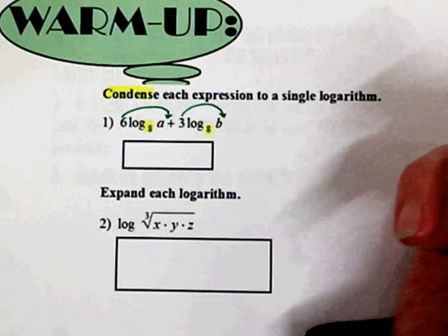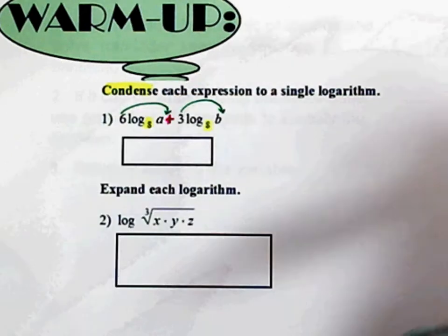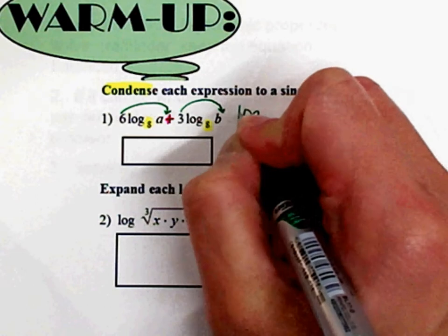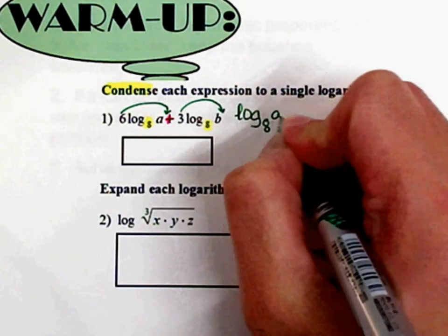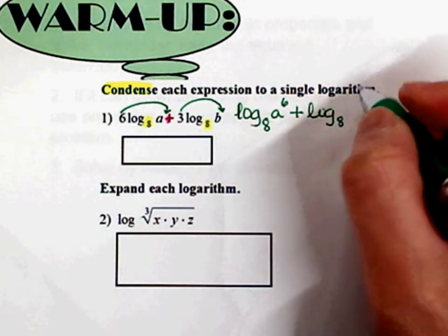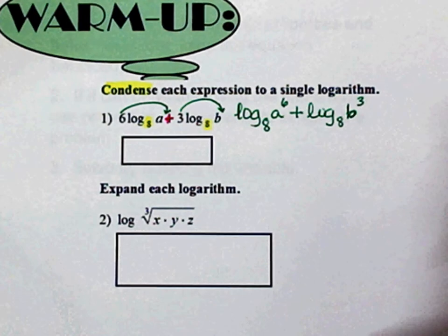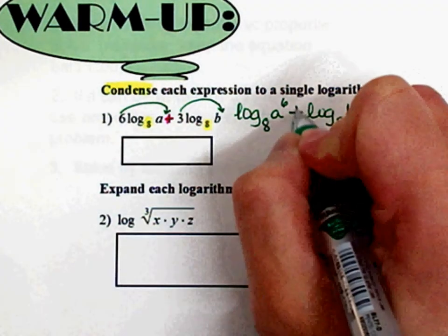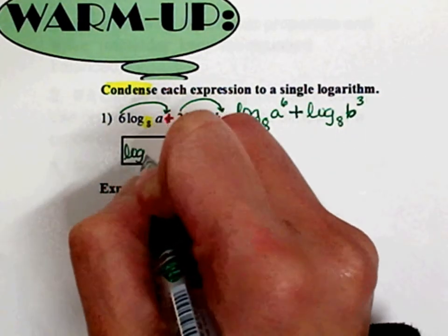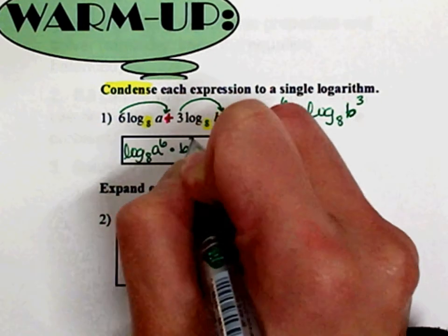We are going to condense. Notice there's a plus. What corresponds to a plus? Multiplication. So before I start, I'm going to write log base 8 a to the 6 plus log base 8 b to the 3rd. You could actually skip this if you see what you are doing. Now that plus right there, I'm going to rewrite because the bases are the same. So it's log base 8 a to the 6 times b to the 3rd.